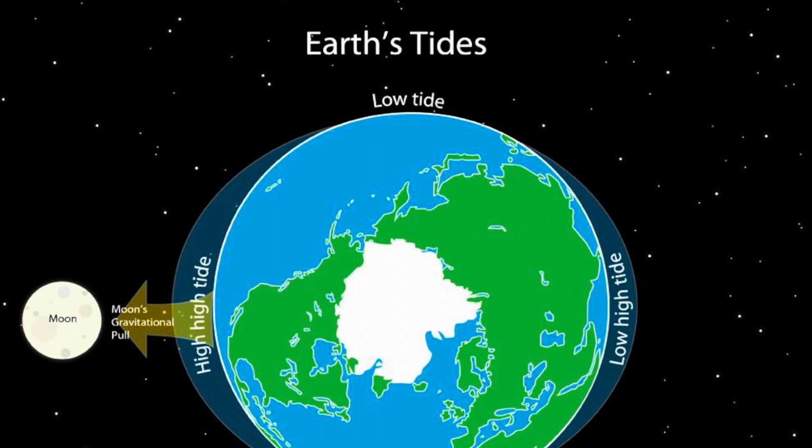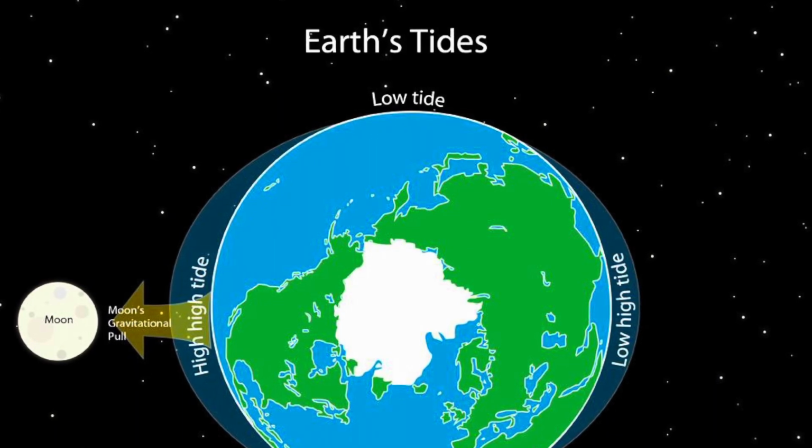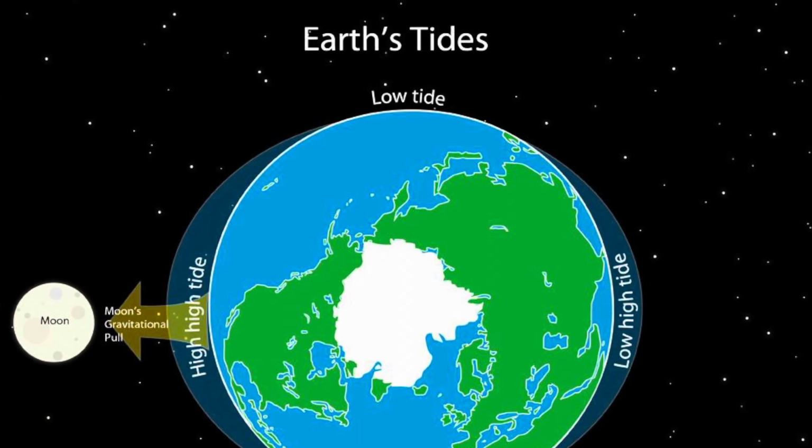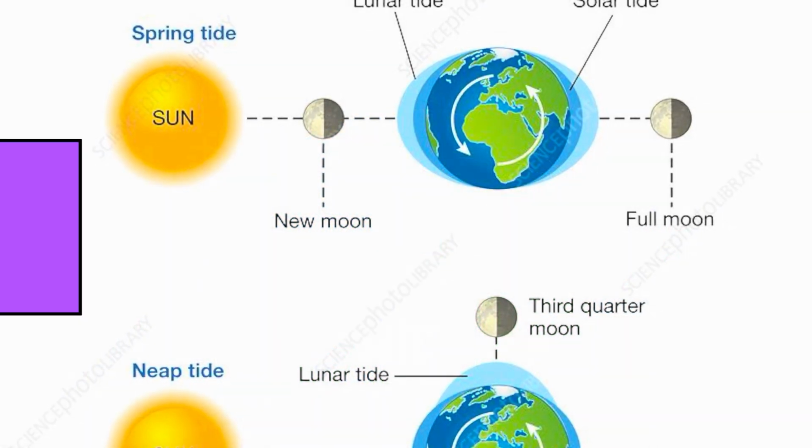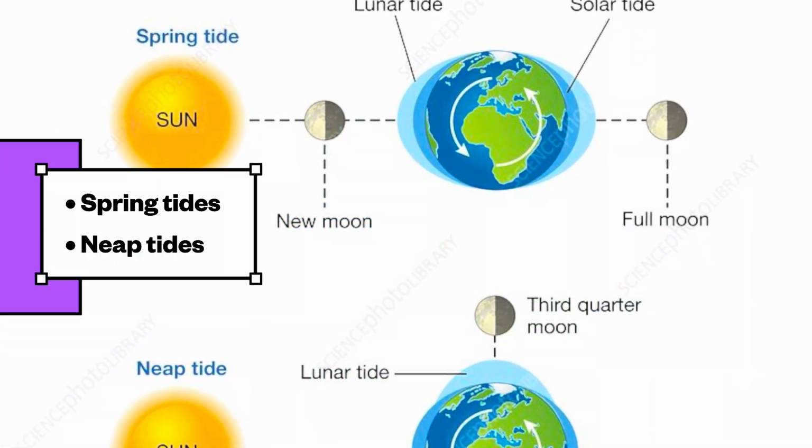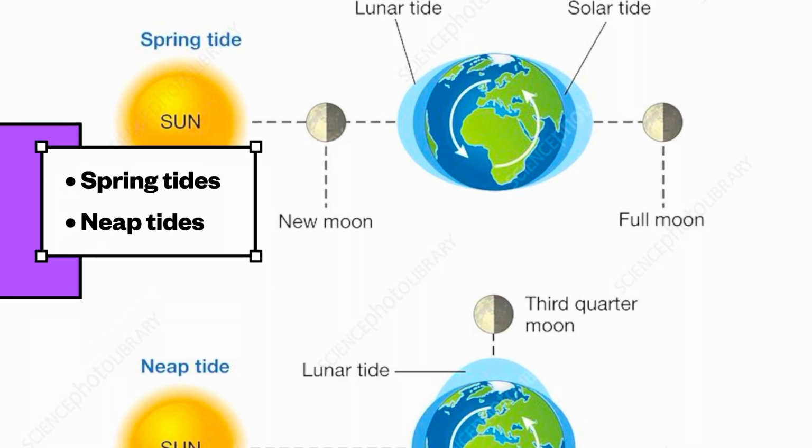Tides and waves are movements in the oceans that have significant impacts on the Earth's shape and ties to the alignment of the solar system. There are two types of tides that we are going to talk about today: spring tides and neap tides.